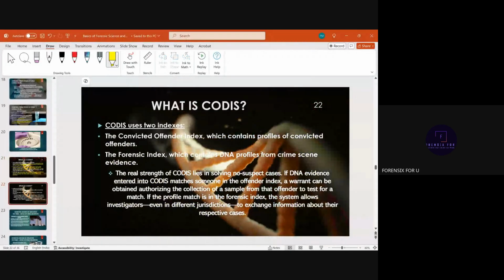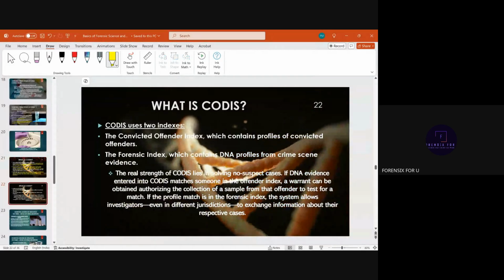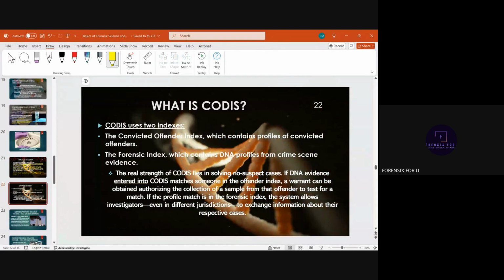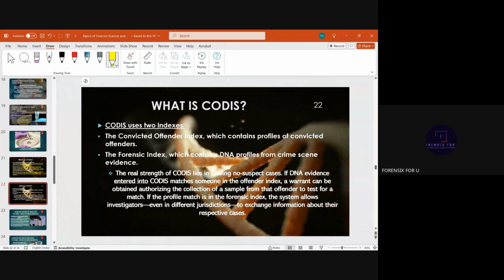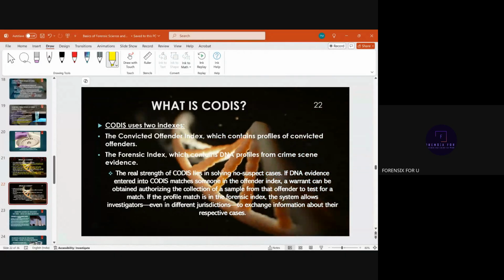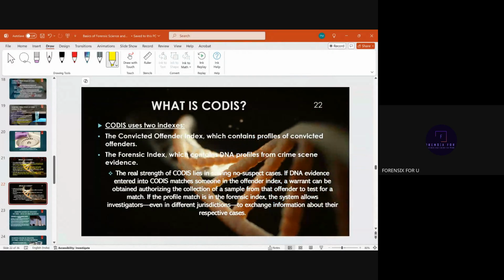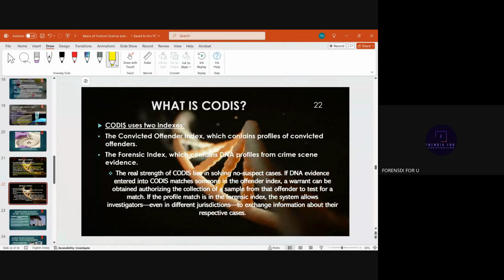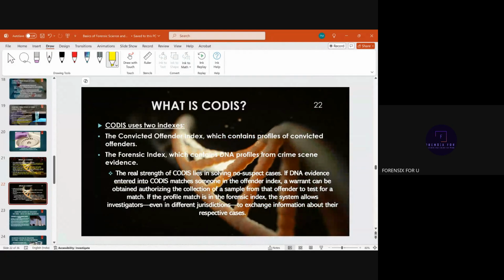Now, the CODIS has two indexes. Every software, every database has an index. Every database and every software, they have to work on a certain index, otherwise they will not be of any use. Every comparative software, if you are comparing a software or if you are searching a particular data in a software, it is bound to have an index.